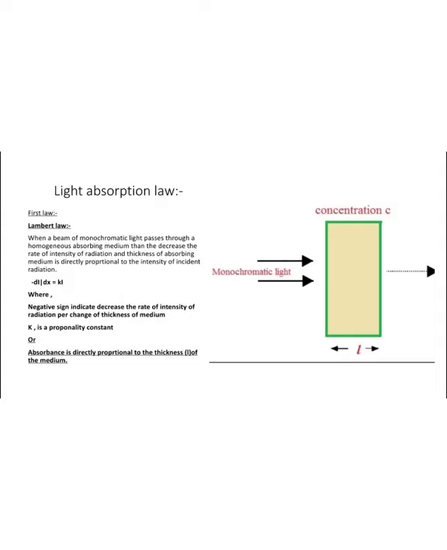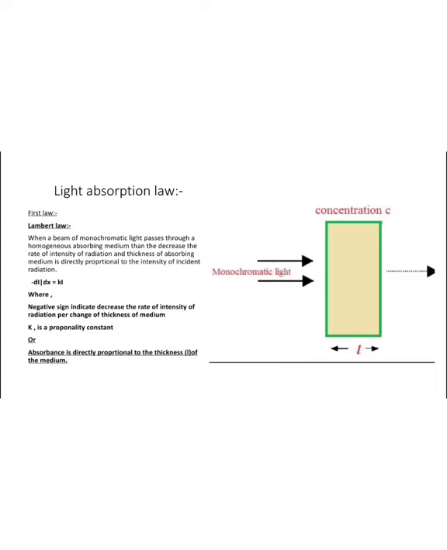So first, what is monochromatic light? A beam of monochromatic light means light of one type of color. When we pass monochromatic light through an absorbing medium, and homogeneous means one or the same type of phase, so it is called a homogeneous absorbing medium, then the rate decreases.